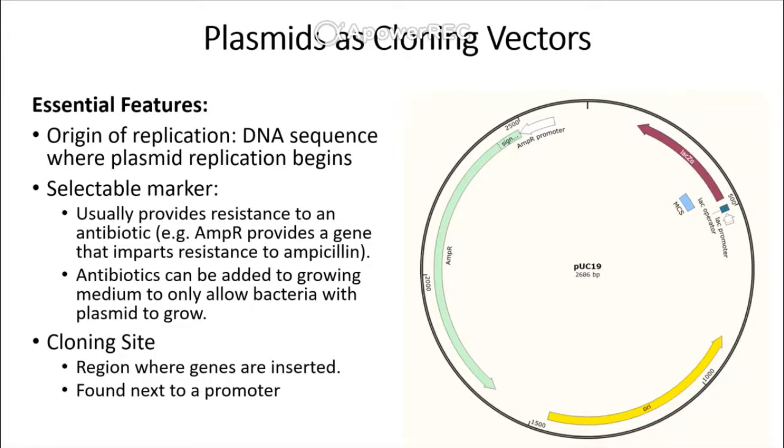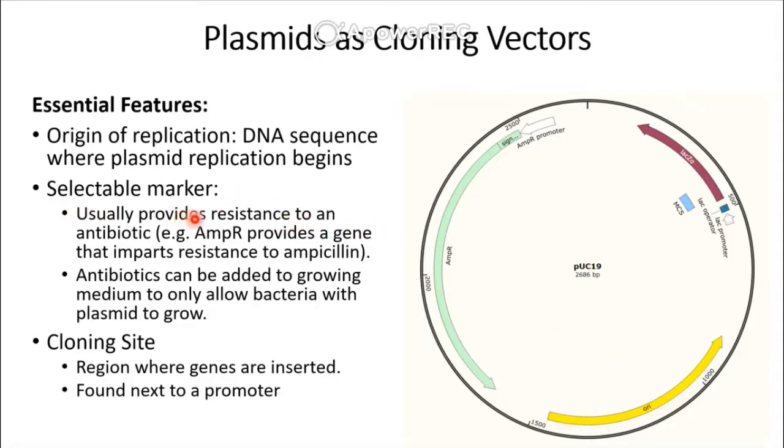There are some essential features that are necessary for a plasmid to be used as a cloning vector. The first is an origin of replication. We've discussed the origin of replication in DNA replication in cells. It's also important for plasmids to contain an origin of replication. This is a specific DNA sequence that allows plasmid replication to begin and take place.